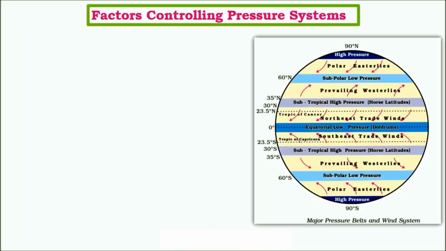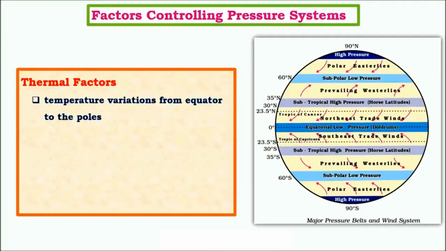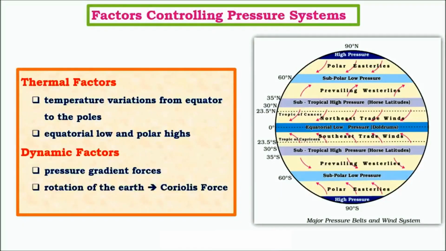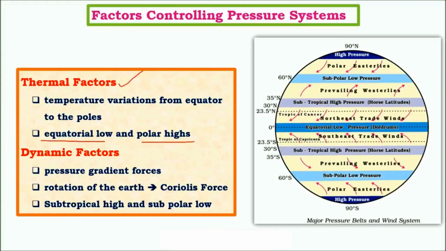So initially when we started this video, we talked about factors controlling pressure systems. Two factors, thermal and dynamic factors. We have seen how thermal factors produce equatorial low and polar high. So with this we'll have a complete understanding of thermal factors. We have seen how these belts are formed due to thermal factors. Sorry, equatorial low and polar high are formed due to thermal factors.